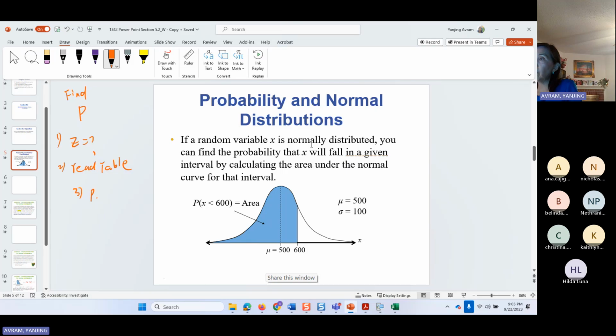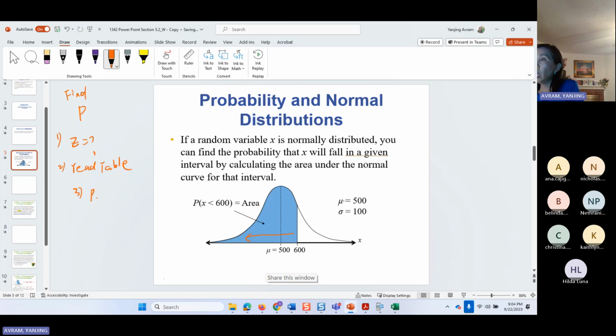So look at this one right here. If x is a normally distributed random variable, you want to find the probability that x will fall in a given interval by calculating the area under the normal curve for the interval. Okay, so you want to find a probability for x less than 600. This is the area to the left, this whole area to the left.